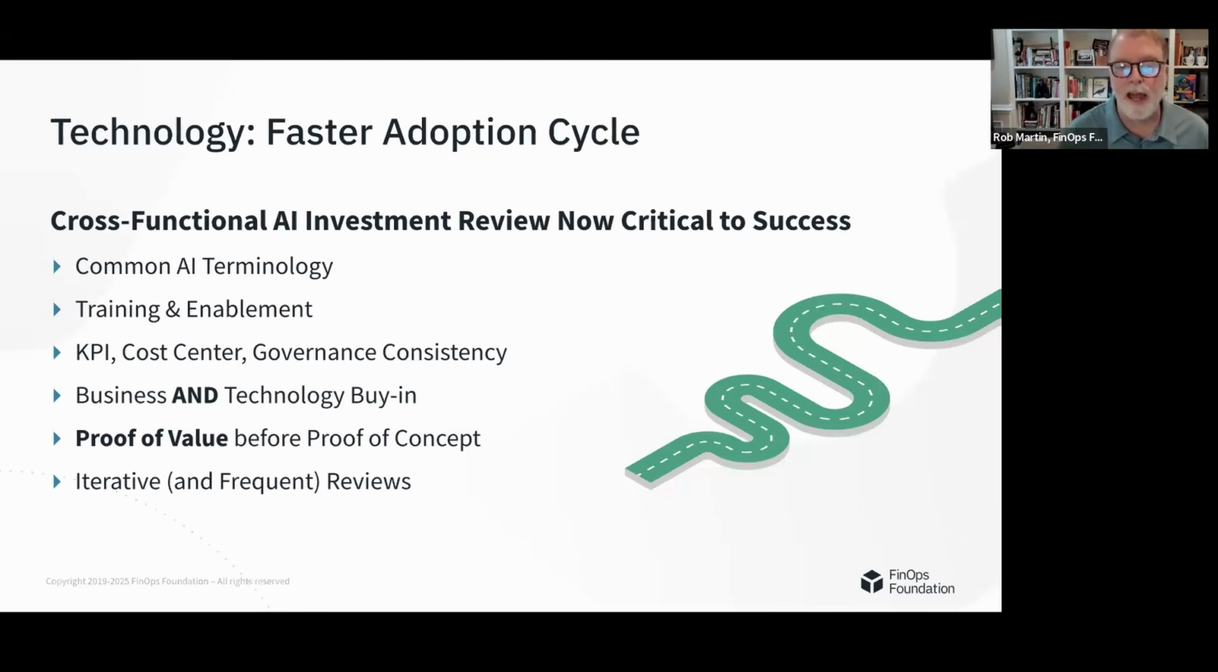That's going to have to be a review that happens iteratively. It happens frequently, and it's going to be an incredibly important part of what you need to do to manage these AI costs overall.